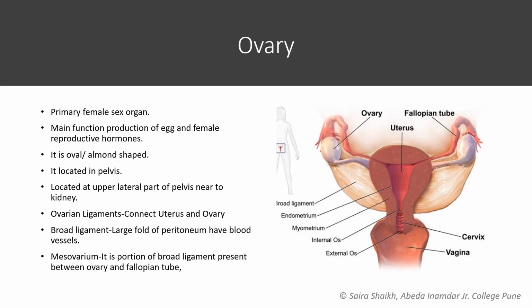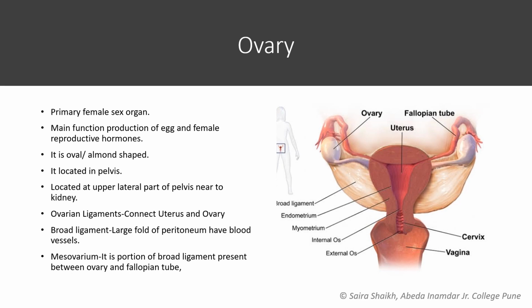Let us study about the female reproductive organ, the ovary. The ovary is a female sex organ which is responsible for the formation of the egg or the ova. It is an oval or almond-shaped structure. It is paired and located in the pelvic region just near the kidney. It is held in position by ligaments. The ligaments present between the ovary and the uterus are called the ovarian ligaments.